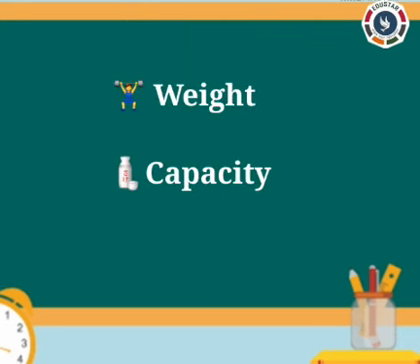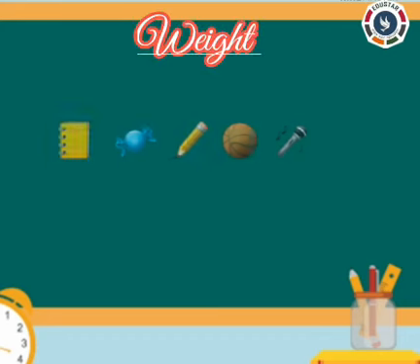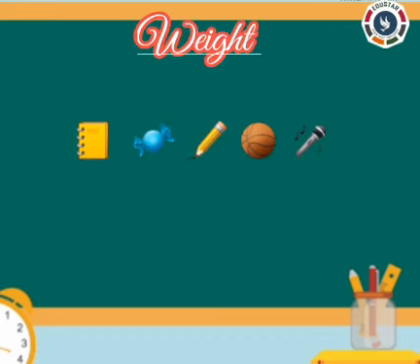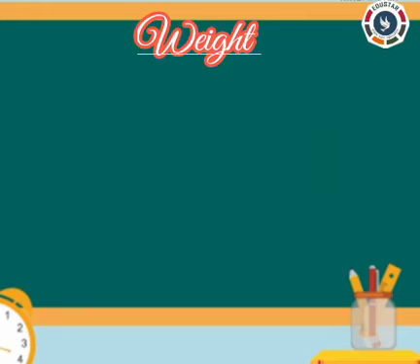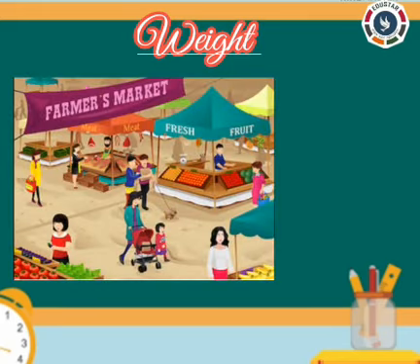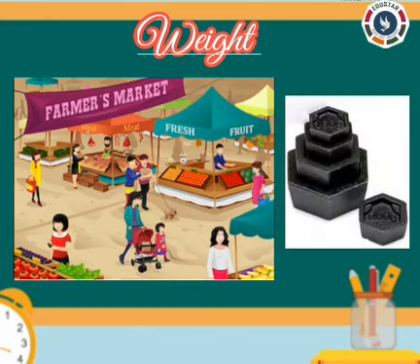In this session, we are going to learn about weight and capacity. You all know every object has its own weight. Have you ever been to a market along with your parents? What do you see there? We see the vegetables and fruits are being weighed with the help of a physical balance and some measuring stones. These stones are standard unit of measuring weight.